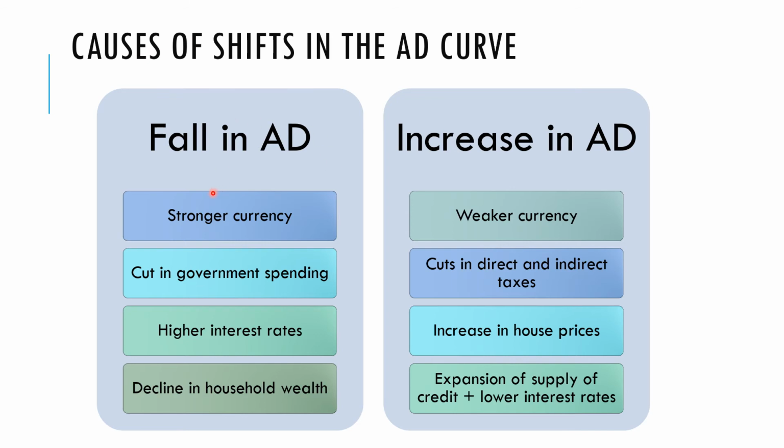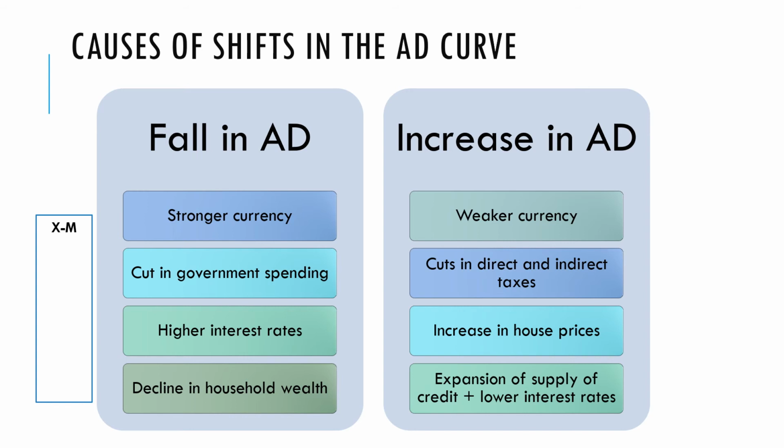So on the left-hand side, we've got some reasons why aggregate demand might fall. The first reason might be a stronger currency. If we think about what component of aggregate demand that's going to affect, that is going to affect our balance of trade. A stronger pound is going to make imports cheaper, exports dearer. So if imports are cheaper, we're going to see more imports, which is a negative component in aggregate demand, and less exports, which is a positive component. So overall, the impact is going to be negative. So that would shift AD to the left.